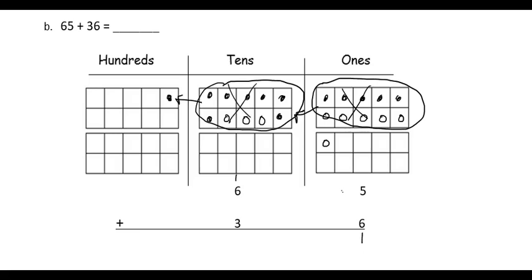Those are gone. When I do my addition down below, I had 1 ten plus 6 tens, which is 7 tens, and then 3 more tens gives me 10 tens. Well, I moved all of those over to the hundreds column. That left me with no tens and 100. So my final answer for 65 plus 36 is 101.